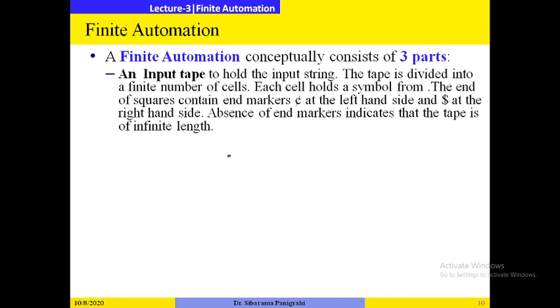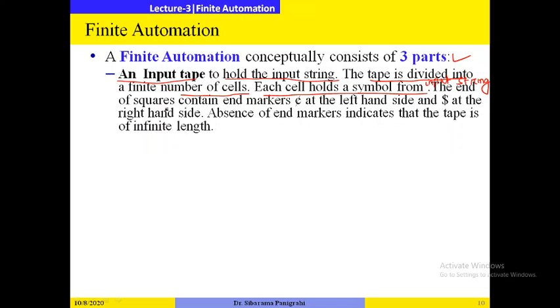So the same thing: a finite automaton conceptually consists of three parts. What are the three parts? The first part is the input tape. The input tape is used to hold the input string. The tape is divided into a finite number of cells. Each cell holds a symbol from the input string.